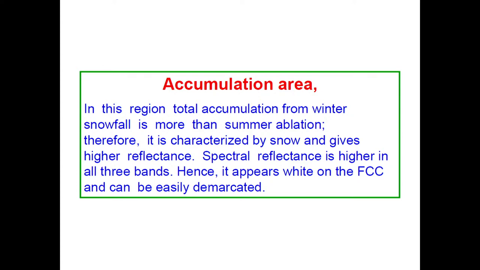The glaciers have different zones. One is the accumulation area. In this region, the total accumulation from the winter snowfall is more than the summer ablation, and therefore it is characterized by snow and gives higher reflectance, and the spectral reflectance is higher in all three bands. Hence, it appears white on the FCC and can be easily demarcated. What I'm trying to say is, the region where you will have snow throughout the year is called the accumulation area.